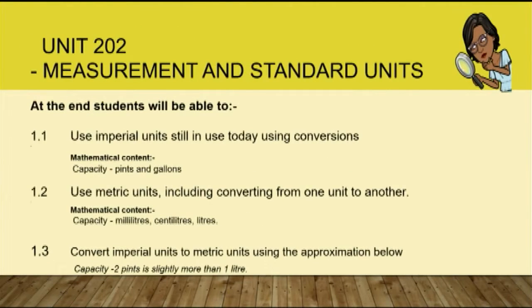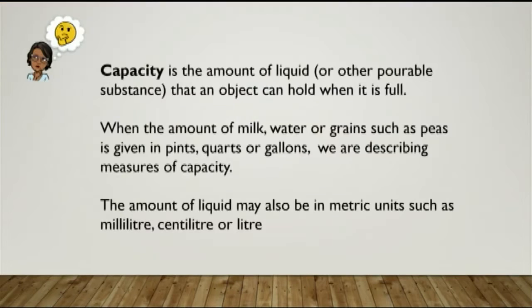All right? So by the end of the lesson, the students will be able to use imperial units using today's conversion. The content here is the pint and the gallon, the quart to a lesser extent. And the metric ones for capacity, which we are doing today, are milliliters, centiliters, which is not so popular, and the liter. You should be able to convert from one metric unit to another. You should also be able to convert from imperial units to metric units using the approximation below, and that is that 2 pints is slightly more than 1 liter.